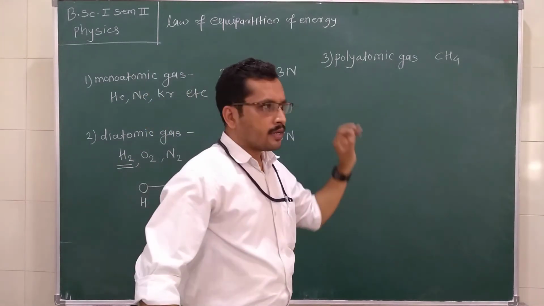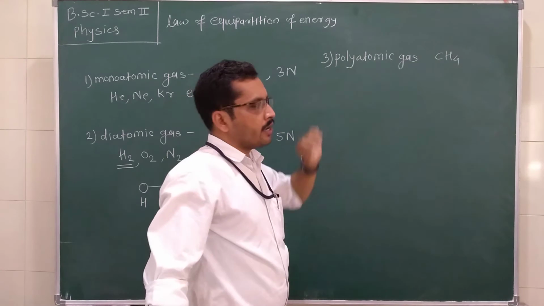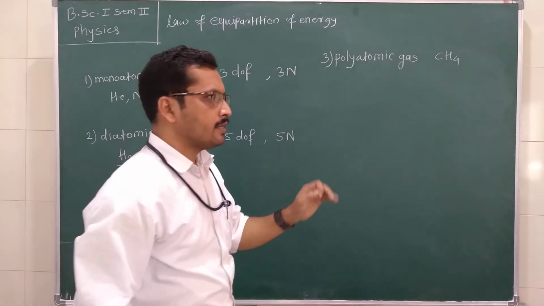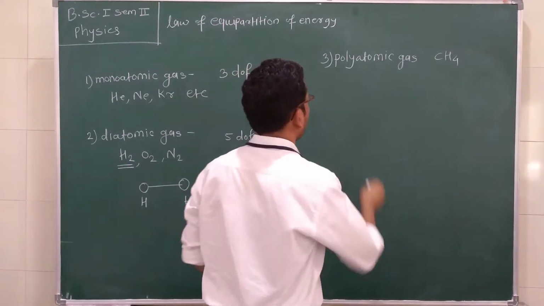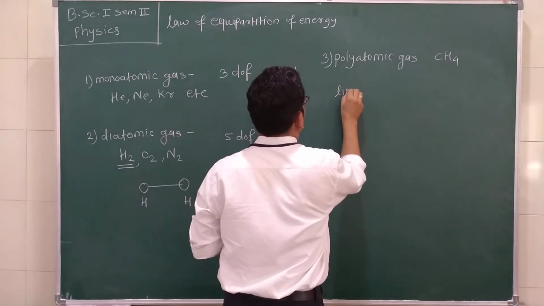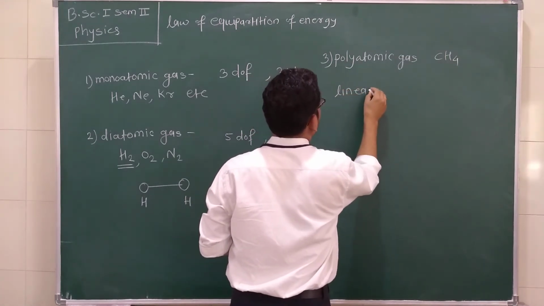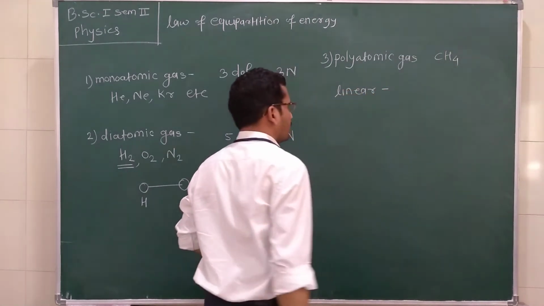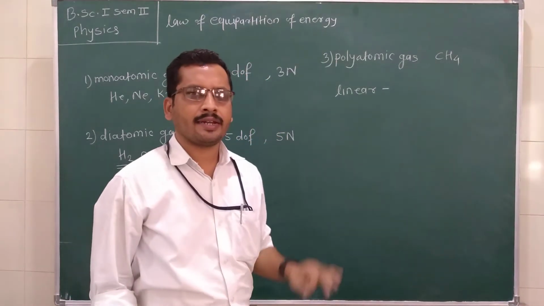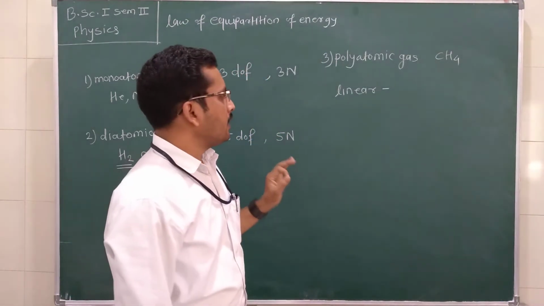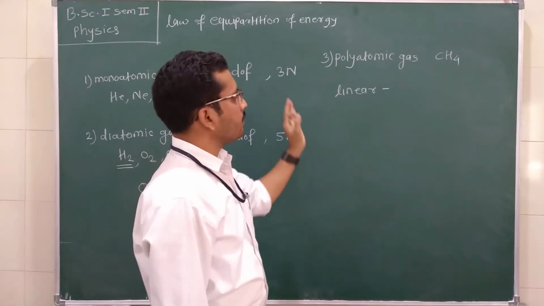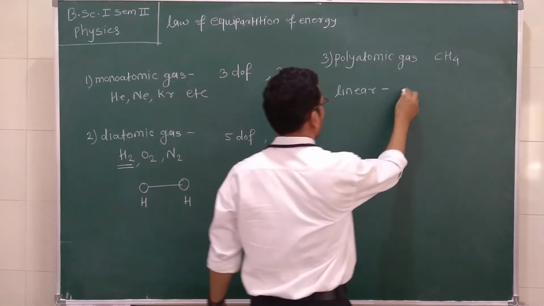So what is the number of degrees of freedom in the polyatomic gas? If this polyatomic molecule is linear, then we can say that the number of degrees of freedom for this linear polyatomic molecule is equal to 5.